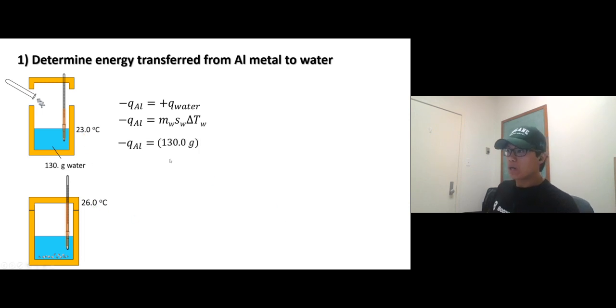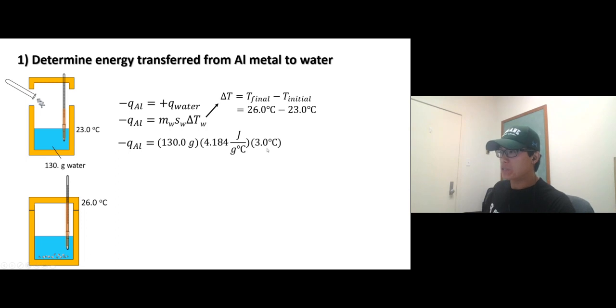Okay, so mass of water 130.0 grams. Specific heat capacity you can look up on the internet, or on this handout. And delta T, the change, so 26 minus 23, so T final minus T initial. Don't switch that. This is always T final minus T initial. I'll show you why. So 3 degrees Celsius.